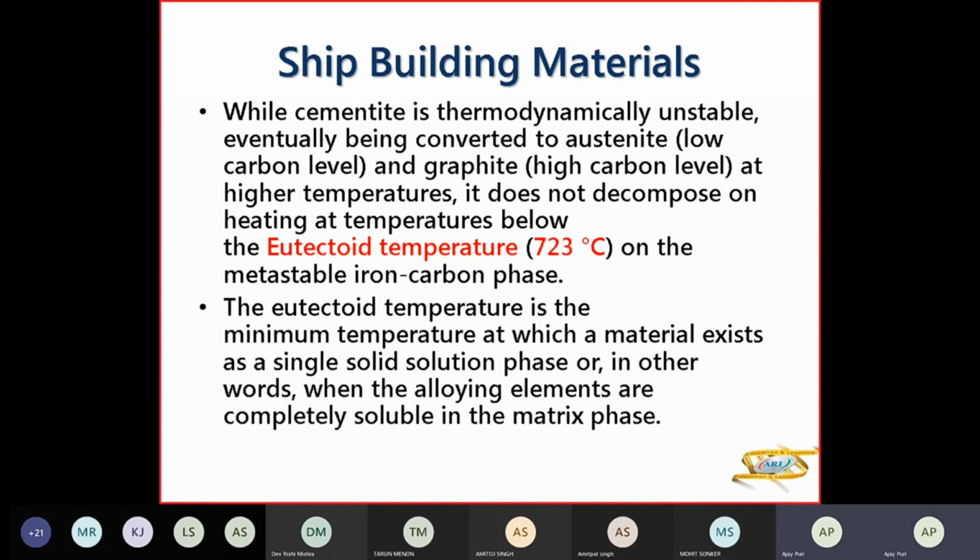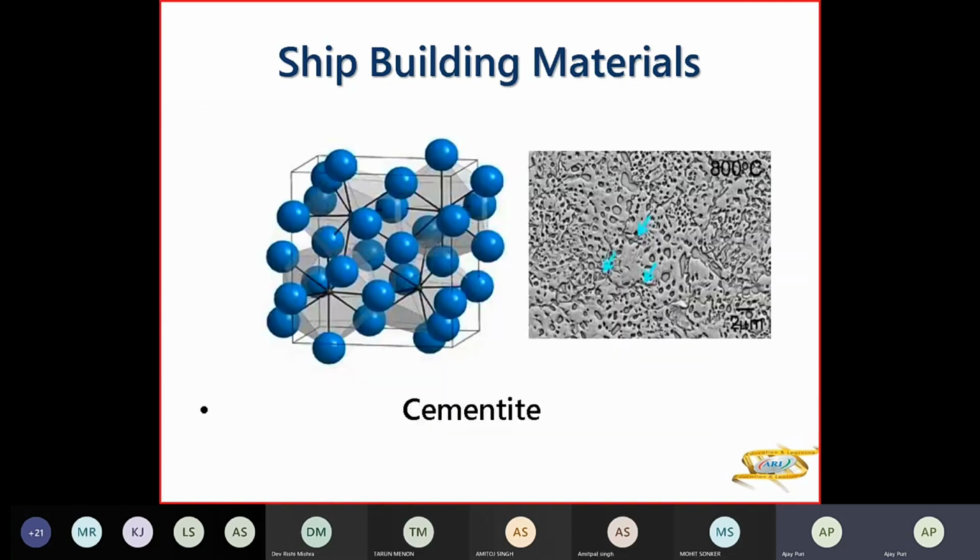And this is the eutectoid temperature, the minimum temperature at which your material exists in a single solid solution phase, or when you have alloying metal elements completely soluble in the matrix phase. So that is the eutectoid temperature. In heat treatment the eutectoid temperature is important because accordingly the configuration of molecules will change.